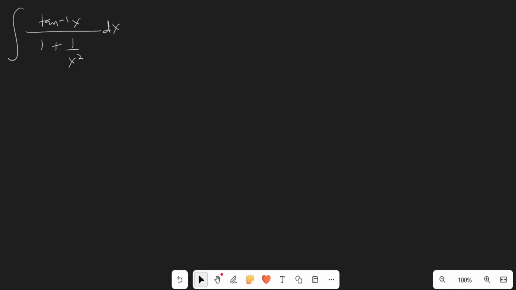So in this tutorial we are going to look at this integral of tan inverse of x divided by 1 plus 1 over x squared dx. So we are going to use our integration by parts mostly to solve this integral.